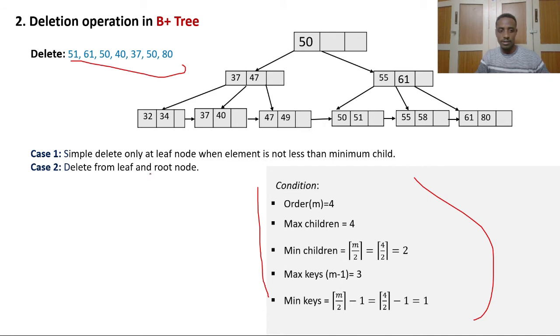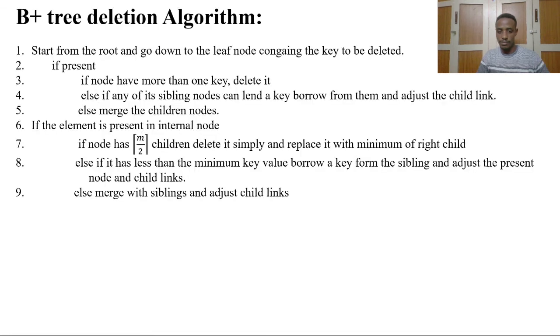If, after deleting, the leaf node and root node are left with too few values, we have to merge, or go for the other condition by borrowing key values from the left child through the root node. That will happen while deleting, and we will see all those things in the example.